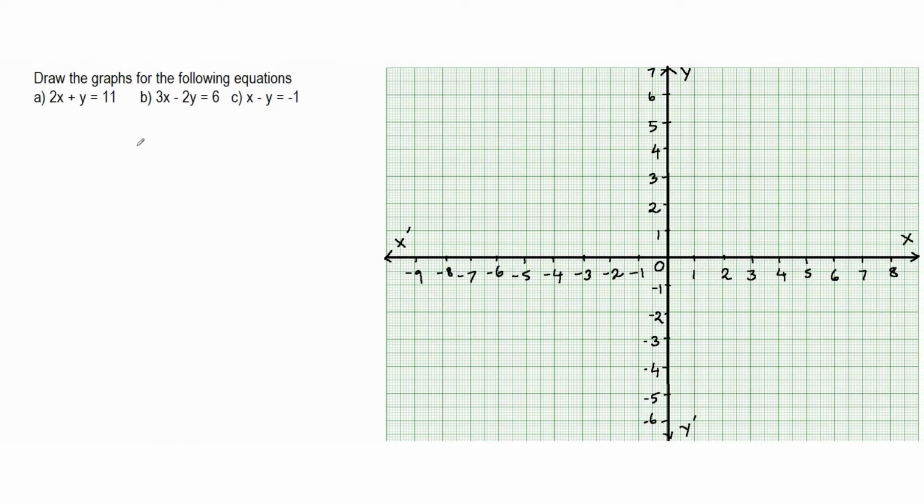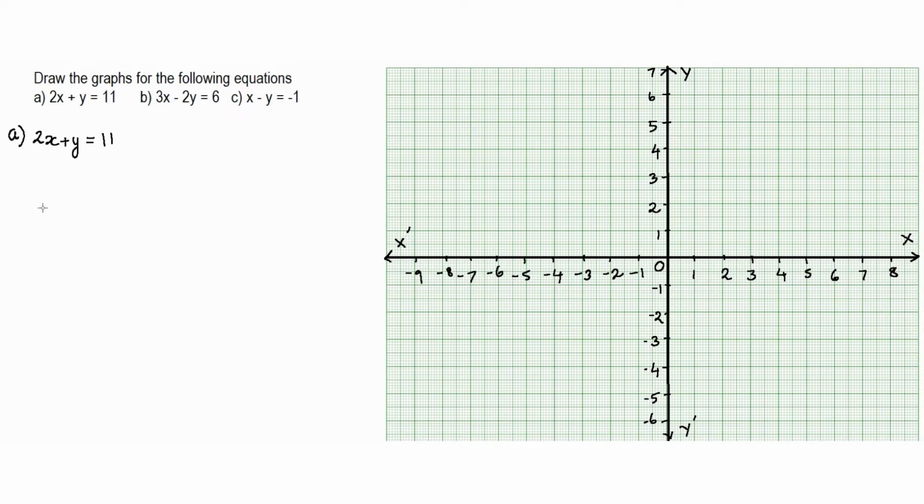So let us consider the next question. Draw the graphs for the following equations. 2x plus y is 11, 3x minus 2y is equal to 6, and x minus y is minus 1. So first we need to plot the points for 2x plus y equals 11. Let us first focus on this particular graph. So 2x plus y is equal to 11.